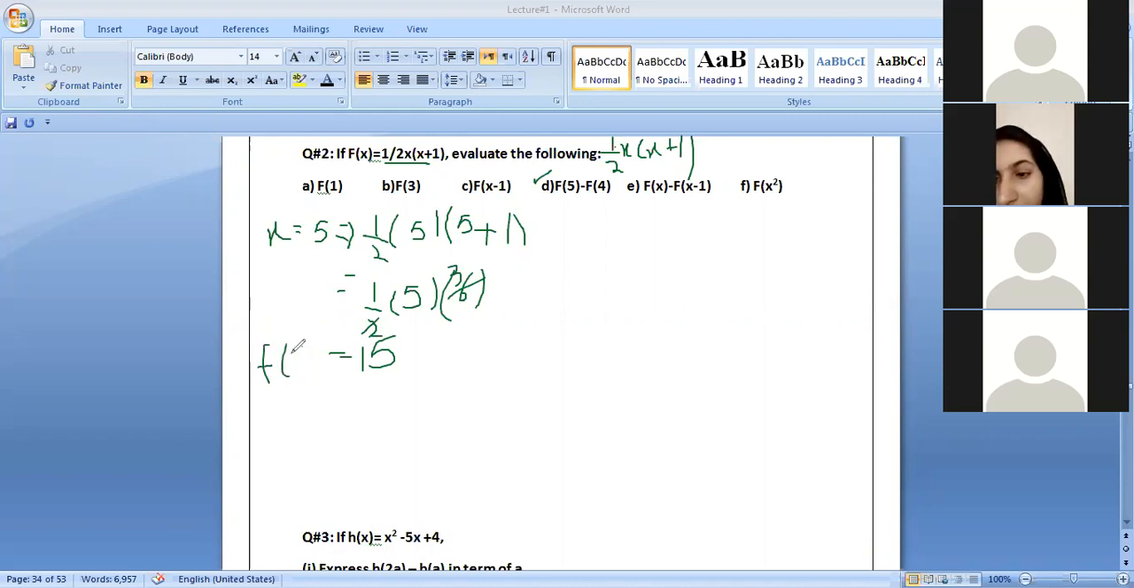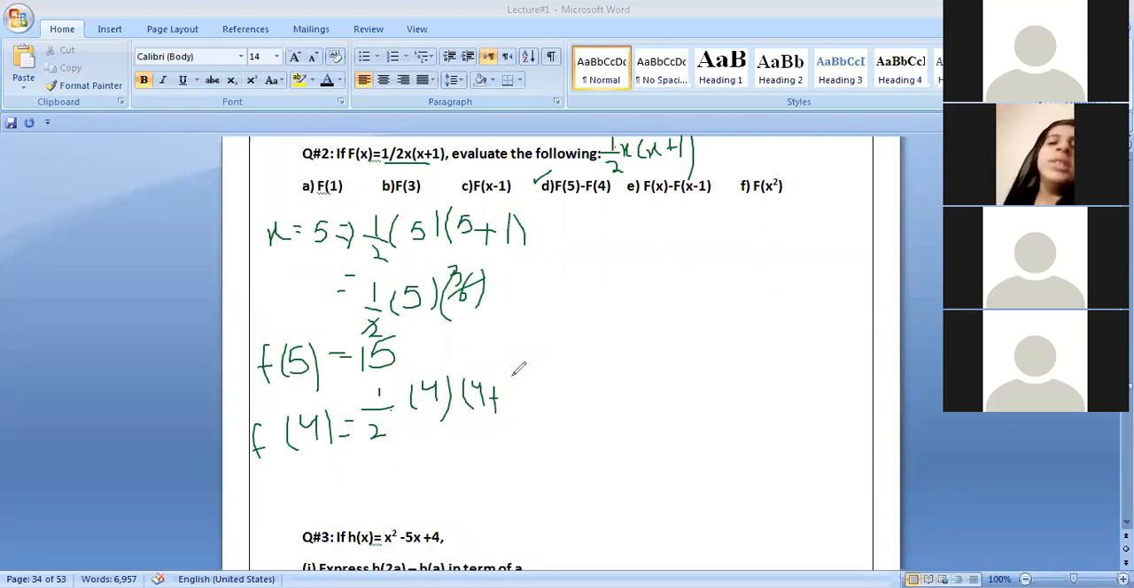Okay, it is the answer of function of 5 and then function of 4. Function of 4 में क्या होगा? In place of x we will put the values, like 1 upon 2, 4 and 4 plus 1. Okay, ये मैंने function of 4 put किया है. It becomes 4 plus 1. 2 1s are 2, 2 2s are 4. So answer would be, 4 plus 1 कितना होता है? 5. 5 2s are 10.